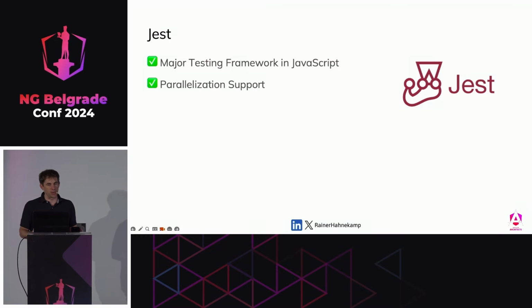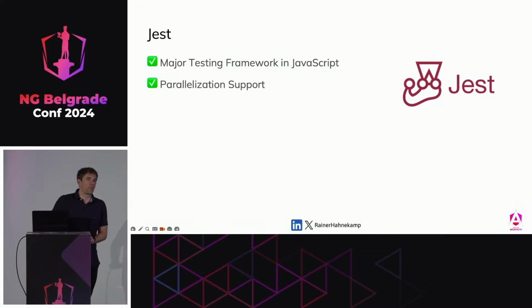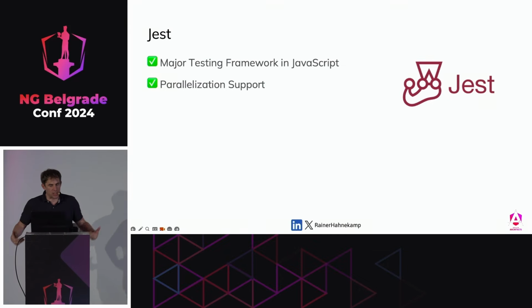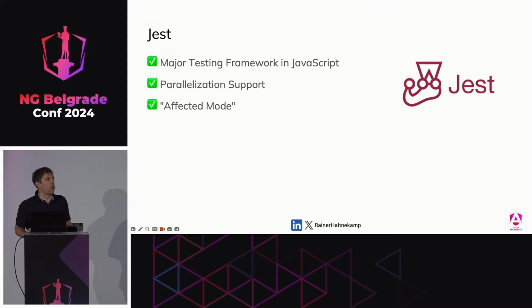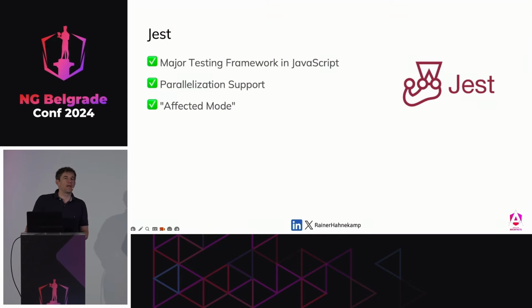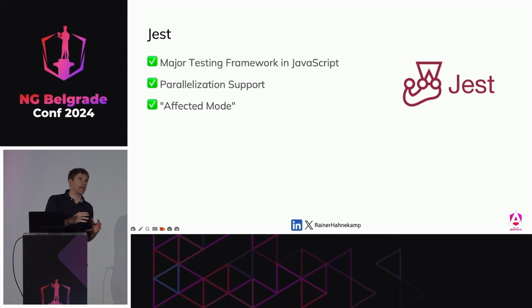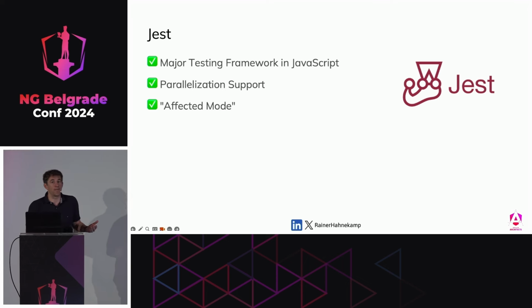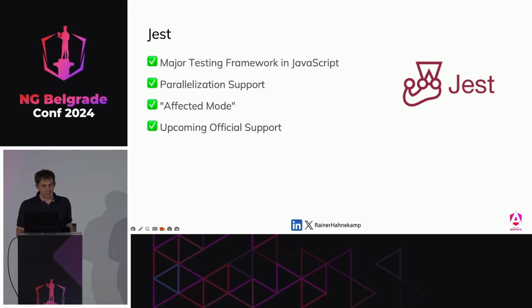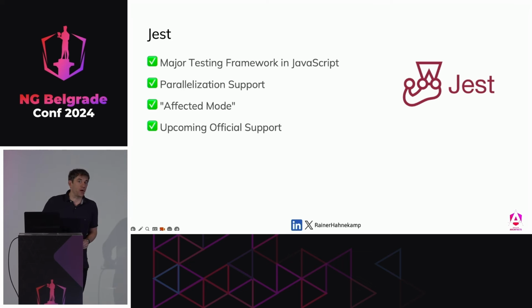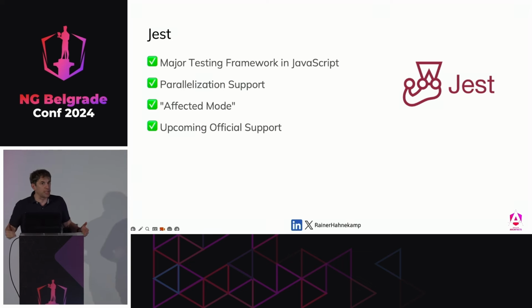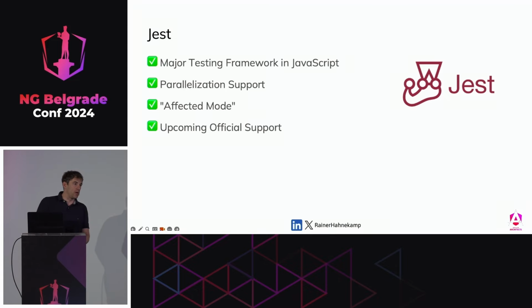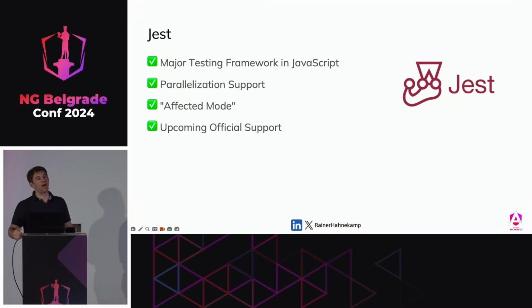That's also important. So if you look at the download statistics, it has support for parallelization. So your tests will be executed also in parallel. And you also have something which I would call affected mode. That means that Jest is able to identify those tests which are affected by your changes and then only runs those tests. So those of you who are using Nx, you might have heard of a similar feature. Jest has this built-in. Upcoming official support: if you're currently using Jest, we will get an official support for Jest from Angular, but after they have replaced Karma with the web test runner. The Karma replacement has top priority at the moment.